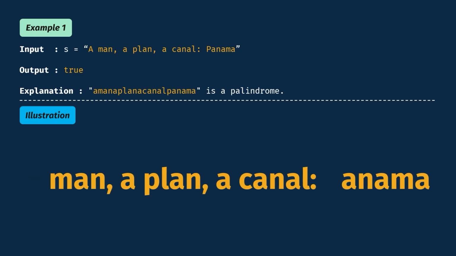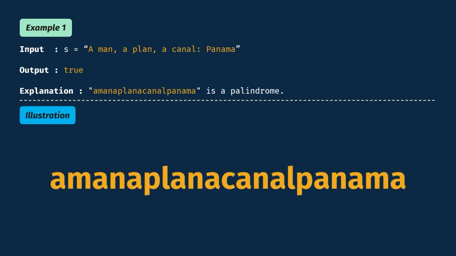First, we convert all uppercase letters to lowercase. Next, we remove all non-alphanumeric characters. This means removing spaces, commas, colons, and many other punctuations. After this step, the string becomes this. Finally, we check whether this processed string is a palindrome.